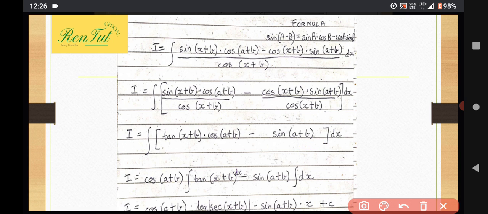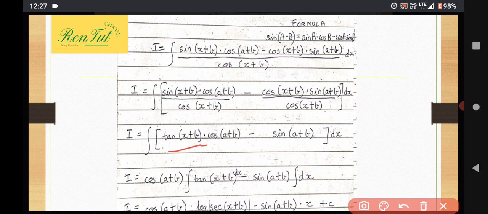Now we'll proceed further. This step we will explain. I is equal to integration of tan. Here cos(a + b) is a constant, so it will go outside the integration sign. You can see cos has gone outside, and here sin(a + b) is a constant, it will go outside the integration sign. Why is it a constant? You can see there is no x term in the bracket. You have to see inside the bracket, there is no x term over here. So that is why it is a constant, and that is the reason why we have taken it outside the integration sign.